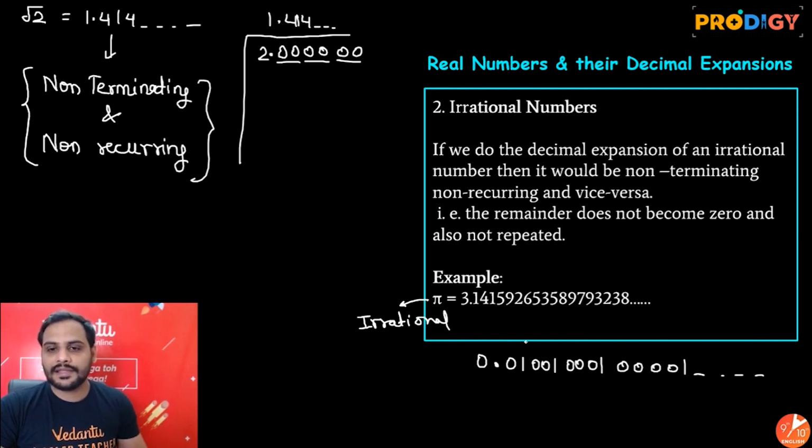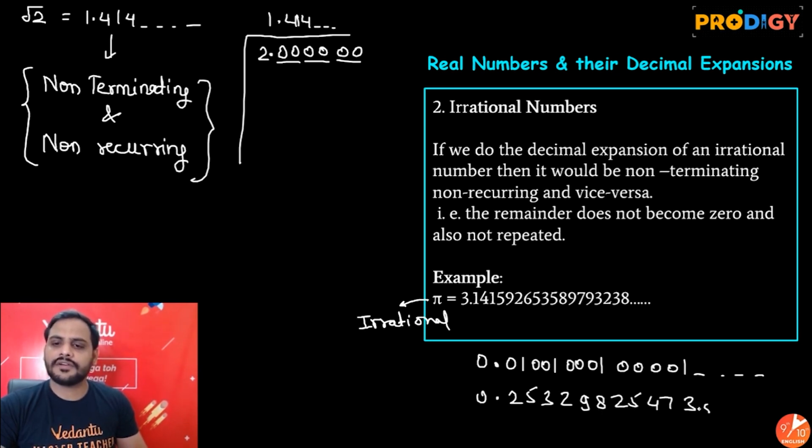Other examples, if I give you, suppose 0.01, 001, 0001, 00001 and so on. Now look, I cannot say over here that 01 is repeating, because if 01 was repeating, then it should be 01 only, but then it is 001. Now again 001 is not repeating again, so every time there is no pattern over here. There is no repetition over here. For example, 0.25329825473592 and something like this, there is no repetition. So these are your examples of irrational numbers.